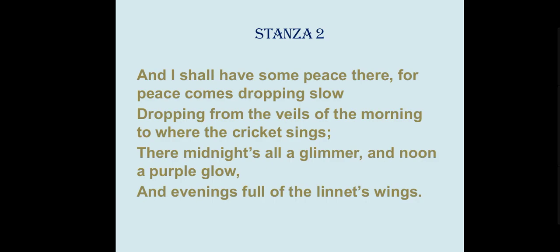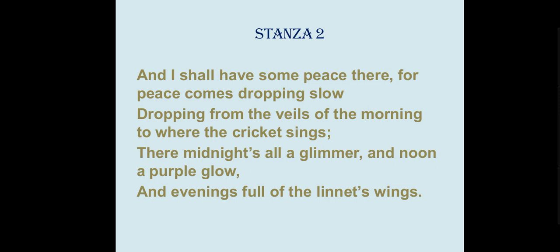Now I will read the second stanza for you, children. And I shall have some peace there, for peace comes dropping slow. Here the poet says that his life on the island of Innisfree will be peaceful. He means to say that the feeling of peace is felt slowly and gradually by him. Further, he describes in detail to us how he would feel peaceful.